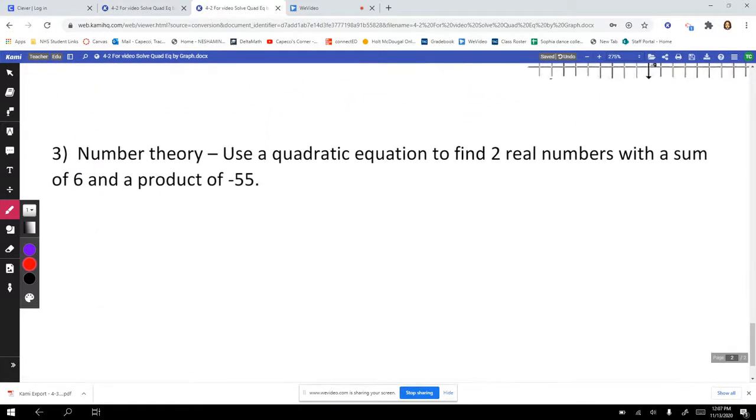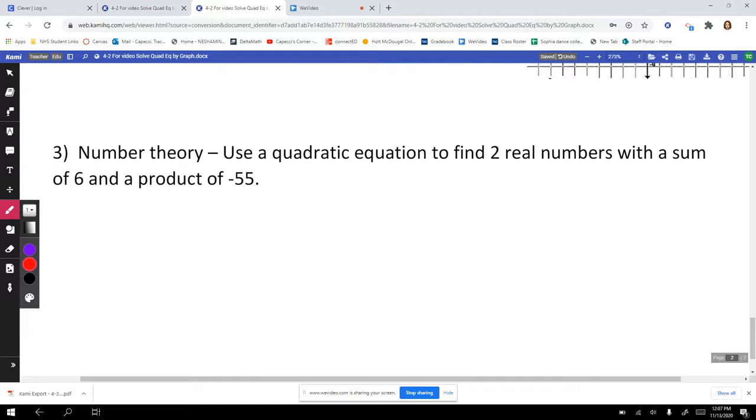All right, last one for today. We're going to use a quadratic equation to find two real numbers. So a quadratic equation, I know that has to be x squared. Two real numbers that have a sum of 6. So sum we know means to add. And product of negative 55, we know we're going to need to multiply.